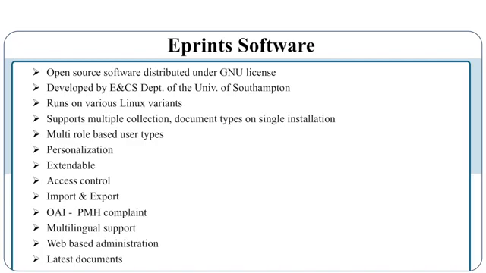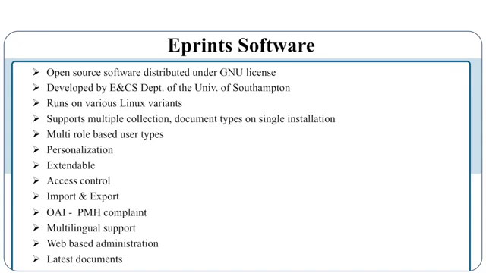ePrints is multi-role based. It supports role based user types, which allows administrators to identify authorized users who can manage and deposit content at your institution's repositories. ePrints enables administrators to personalize their repositories. ePrints can be easily extended for newer functionality by writing a simple script in Perl.